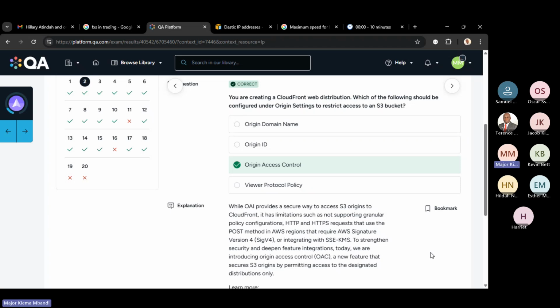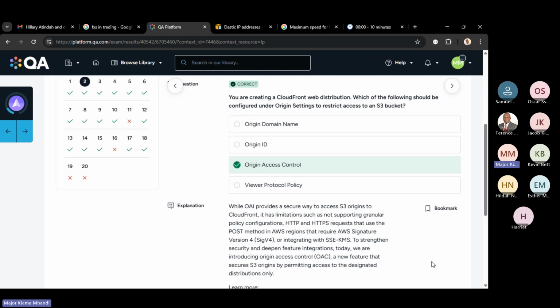While origin access identity, OAI, provides the secure way to access S3 origins to CloudFront, it has limitations, such as not supporting granular policy configurations, HTTP and HTTPS requests that use the POST method in AWS regions that require AWS Signature Version 4, SigV4, or integrating with SSE-KMS, server-side encryption with Key Management Service, to strengthen security and deepen feature integrations.